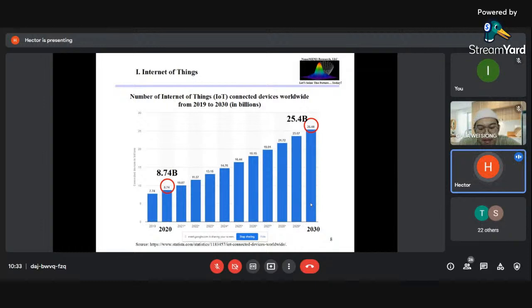The number of Internet of Things devices connected worldwide has had a continuous growth. For example, in 2020, it was about 8.74 billion devices, and this is expected to grow to about 25.4 billion devices by the year 2030.